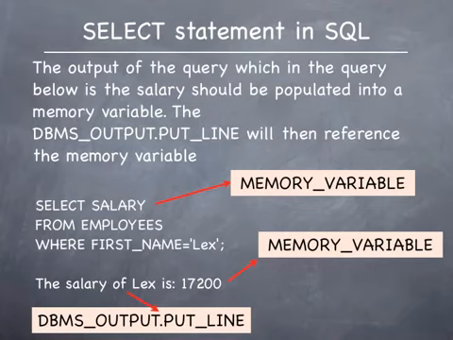In order to retrieve the salary and hold it in the program so that it can be referenced multiple times, you will need to create memory variables. The memory variable will be populated by the select statement and can be referenced any number of times within the program after that. On the slide, imagine that the salary retrieved by the query is put into a memory variable. After the memory variable has been populated, the contents of the memory variable can be accessed using the DBMS output line statement, which allows you to display the values of variables with strings in meaningful ways.